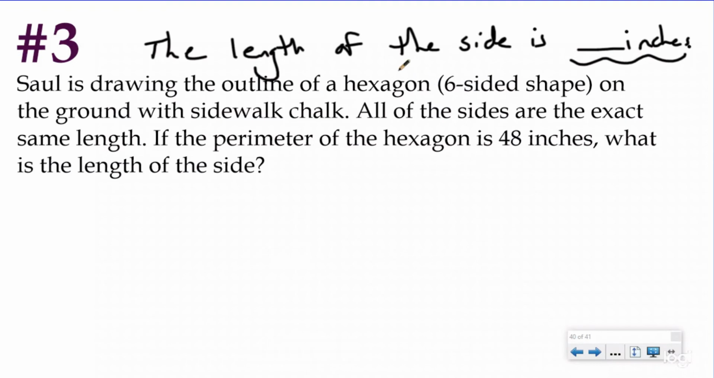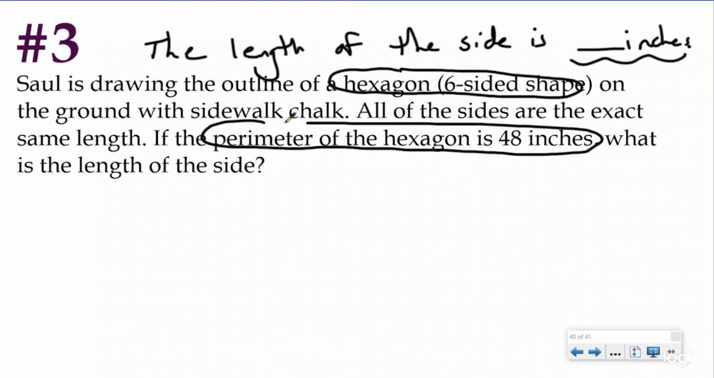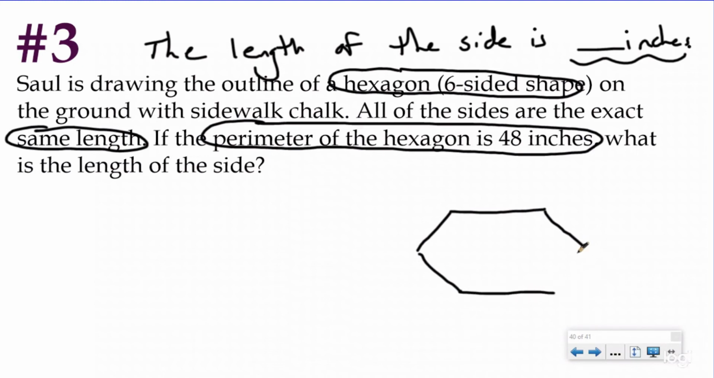He's drawn an outline of a hexagon. That's important, and it's important because it says the perimeter of the hexagon is 48 inches down here. Now it also tells me all the sides are the exact same length. So I'm going to do my best to draw a hexagon. Okay, I've never been very good at this, but I can always get better. And even if I can't draw it correctly, I know whatever the sides are, they're all the exact same length. So all 6 sides have to be the same length, and the perimeter was 48.